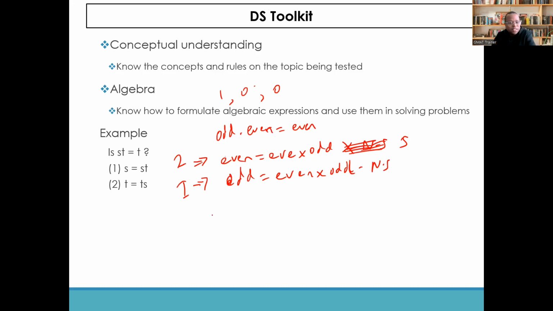So for another shortcut, normally be on the lookout for which statement is actually giving you exactly what you're being told in the question stem. That one is sufficient, definitely. Don't even spend time working on it. Don't even waste a minute. ST is equal to T is also equal to T is equal to TS. So don't even spend time. And that way you'll save yourself some time.